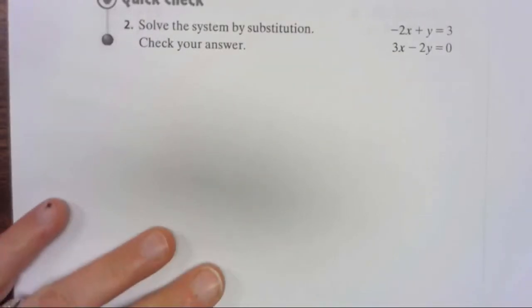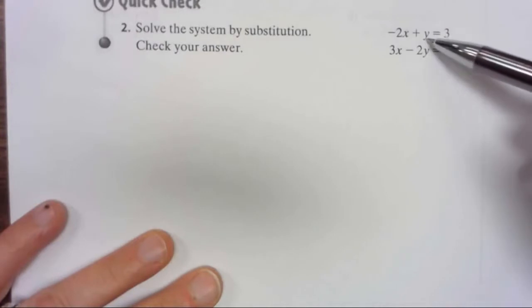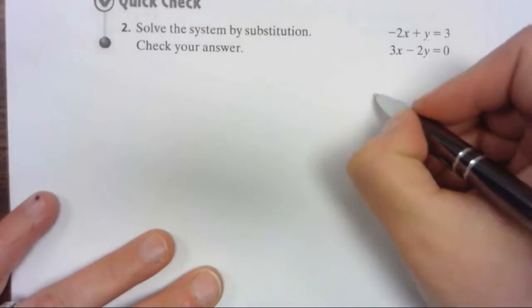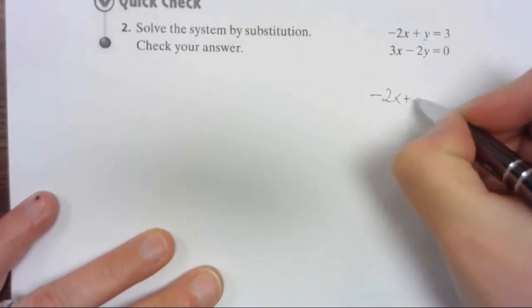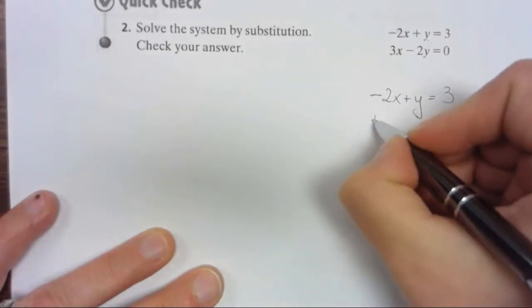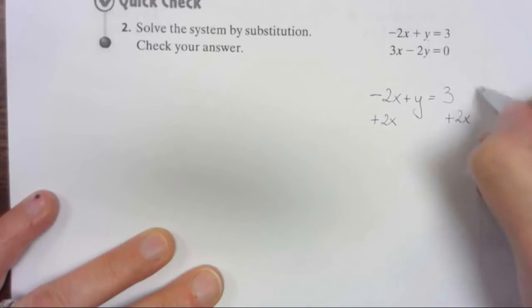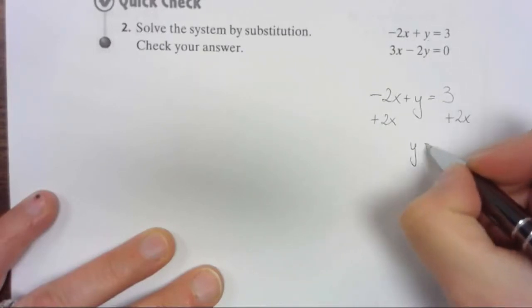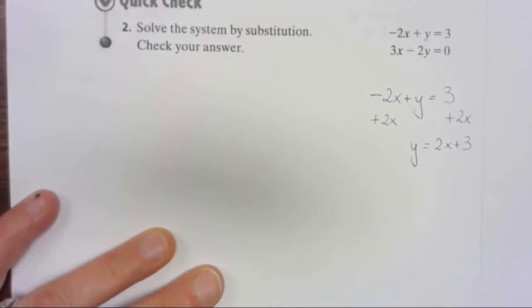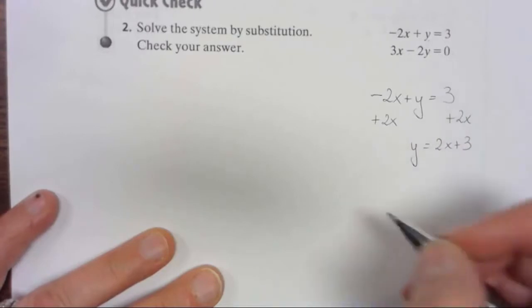All right, welcome back. So I'm going to pick an equation to solve. I'll pick the one where y is by itself. I'm going to solve it for y. So let me rewrite this equation very quickly. So I want y by itself, so I'm going to add 2x to both sides. I cannot combine like terms, so y really is 2x plus 3. Now I'm going to plug it into the second equation, which is right here.